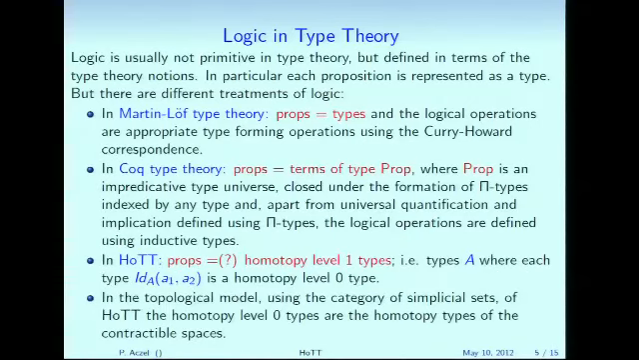And finally, in homotopy type theory, at the moment I'm unclear how logic is best treated. But one approach is to treat propositions as things called homotopy level 1 types, i.e. types where each identity type on that type, A, has homotopy level 0. In a topological model, using the category of simplicial sets, which is a particular category that homotopy theorists like to use, the homotopy level 0 types are simply the homotopy types of the contractible spaces. That's just a brief giving you some idea of some aspects of homotopy type theory.